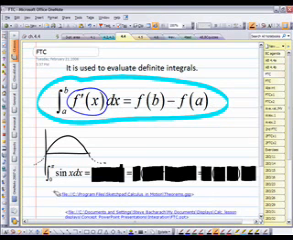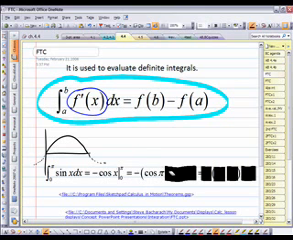So let's say we want to find the integral from 0 to pi of sine x dx. So basically we want to find this area under half a period of sine. So you take the antiderivative of sine, so you get negative cosine. We want to go from 0 to pi. I'll factor out the negative, and I plug in the upper limit minus plug in the lower limit.